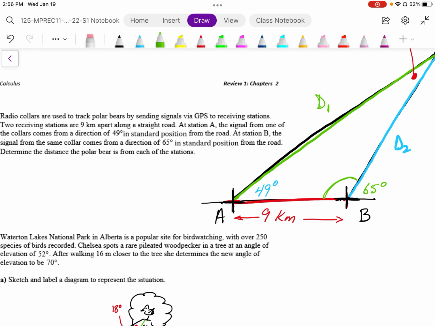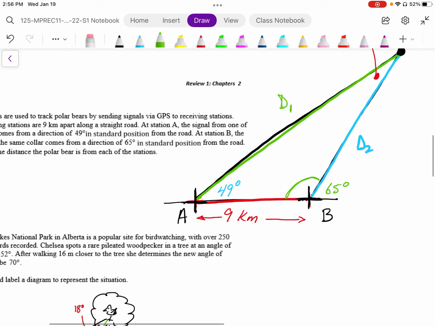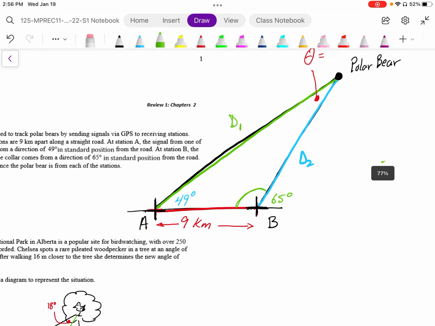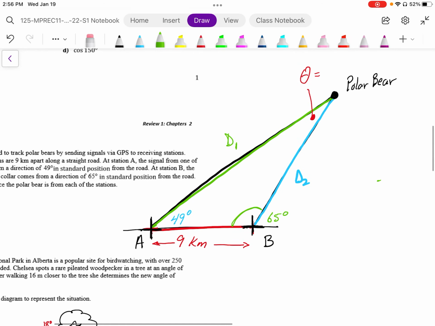comes to A at 49 degrees, and over at B, the signal comes at 65 degrees, and these are measured from standard position. Okay, so that's why I've drawn these little black crosses here to indicate the axes to measure standard position. So I want to find the distance each one of these is from the distance the polar bear is from each of these tracking stations.